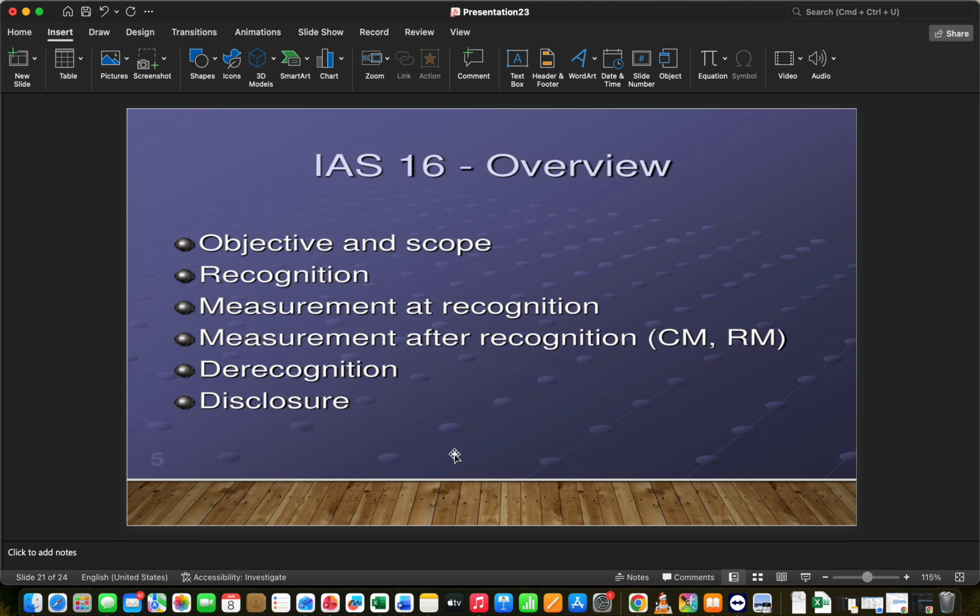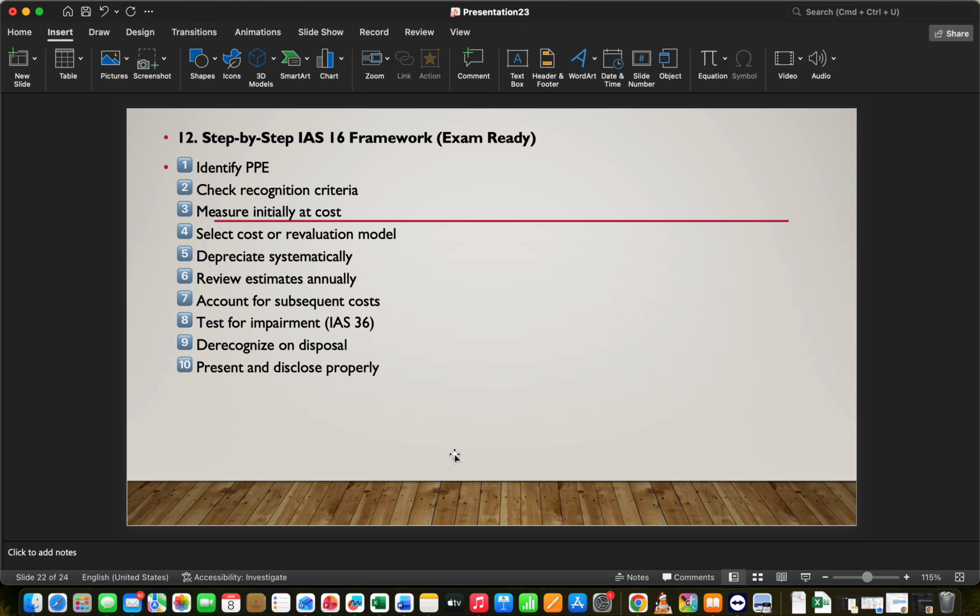These all were the overview of IAS 16, like its objective, scope, recognition, measurement, derecognition and disclosure. Now we will go through the step-by-step framework of IAS 16. First, identify whether it is property, plant or equipment or not. Most of the students make mistakes while identifying property, plant or equipment. Then check recognition criteria. If its cost can be measured reliably, then only you can recognize it.